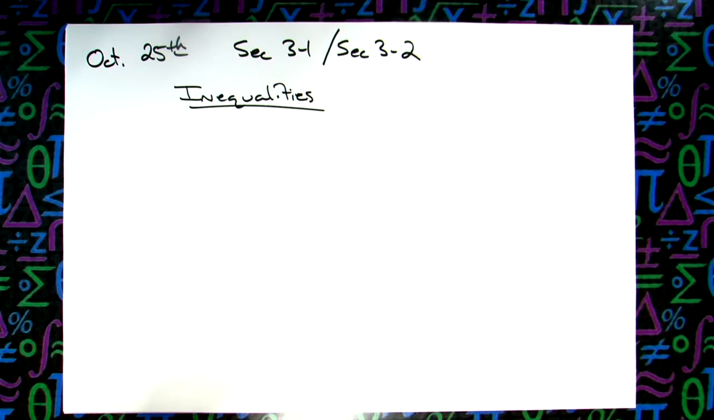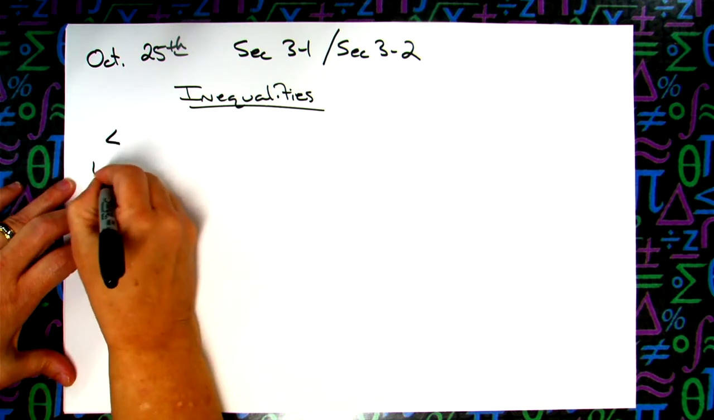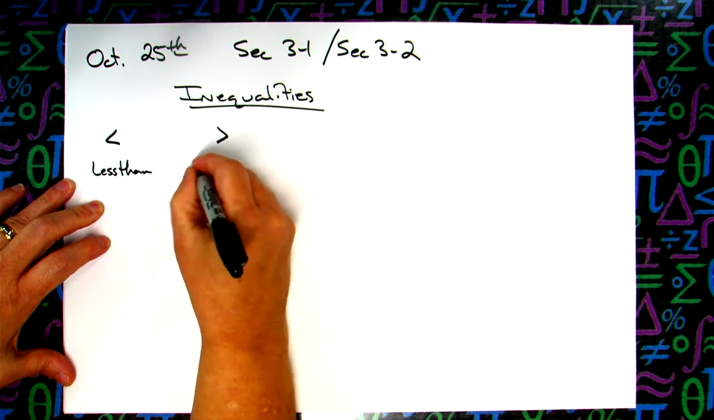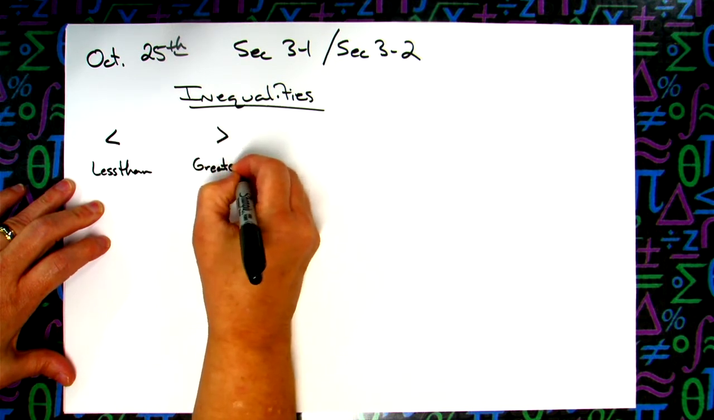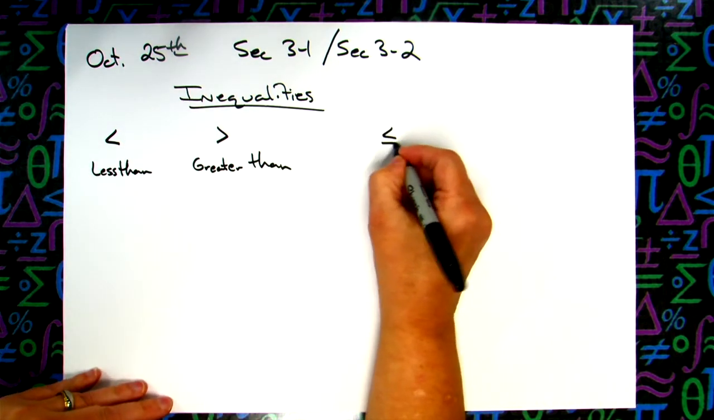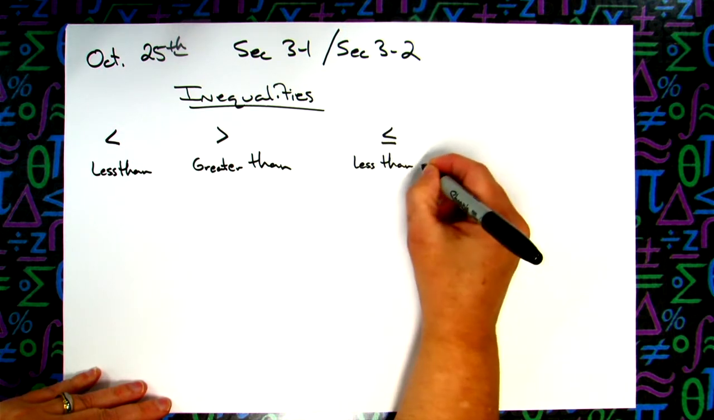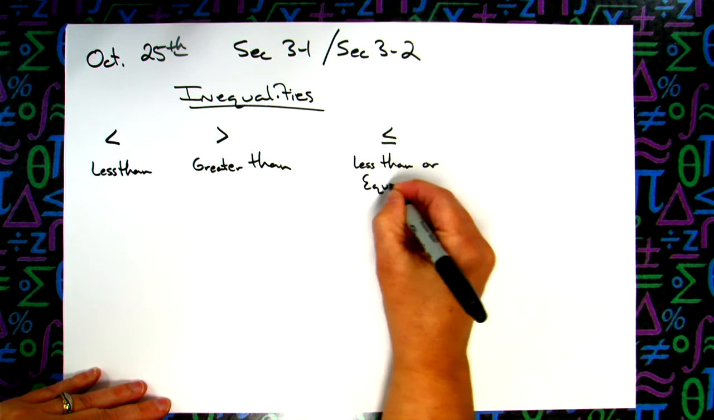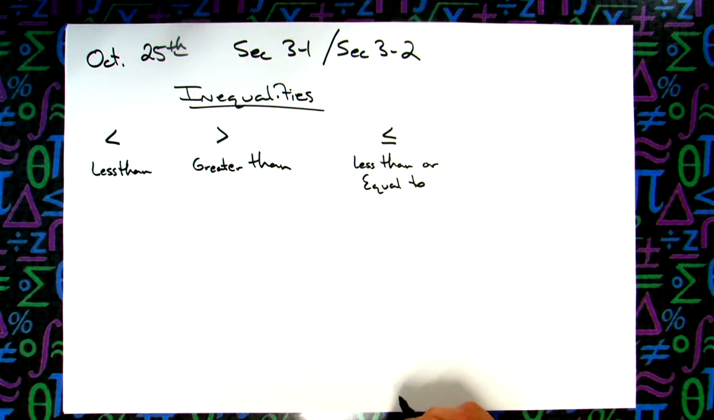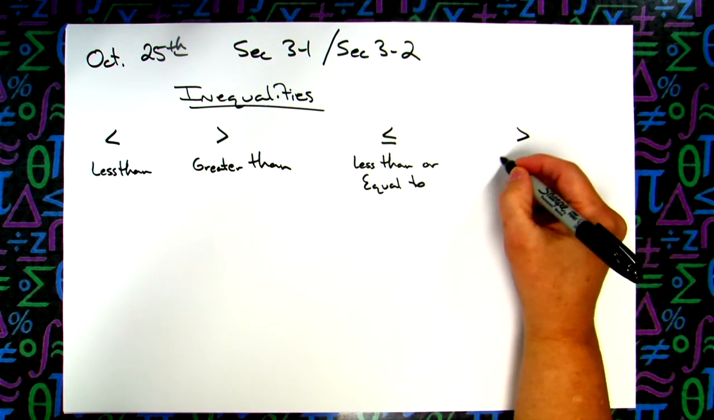That being said, let's do a little bit with our inequalities. We should know that this is a less than sign. We should know that this one is a greater than. Then we also have less than or equal to, which means it can be equal to it, or it can be less than, and it'll make that true. And if we have a less than or equal to, then we would also have a greater than or equal to.